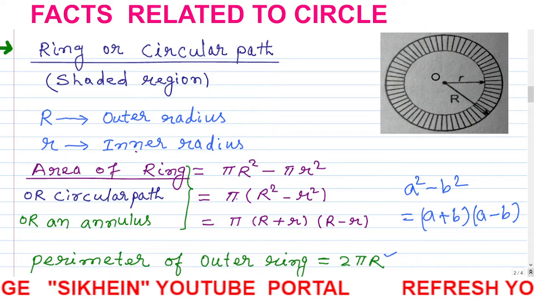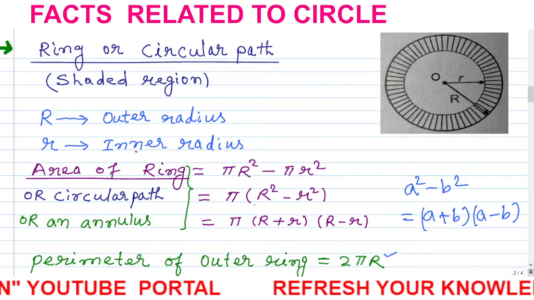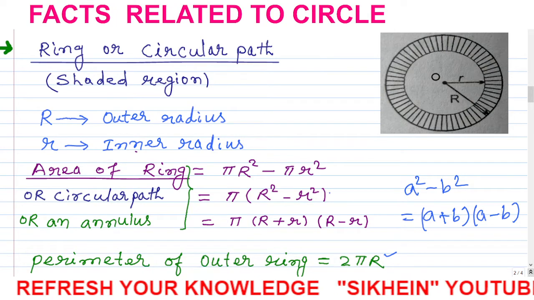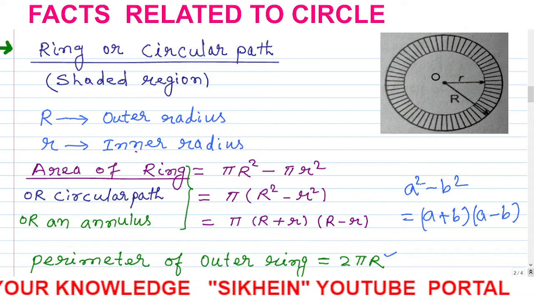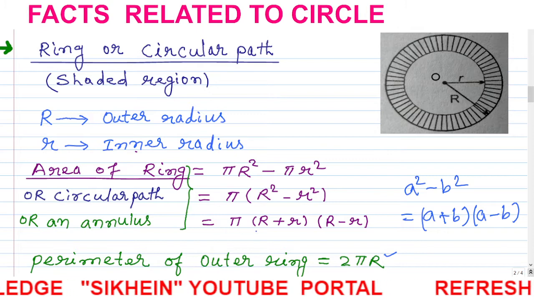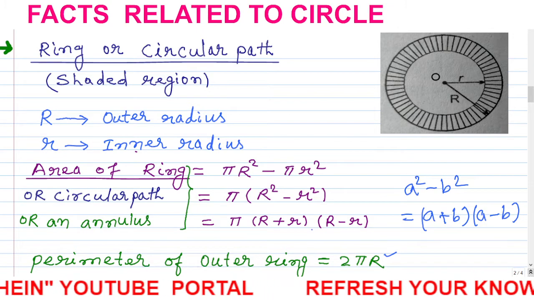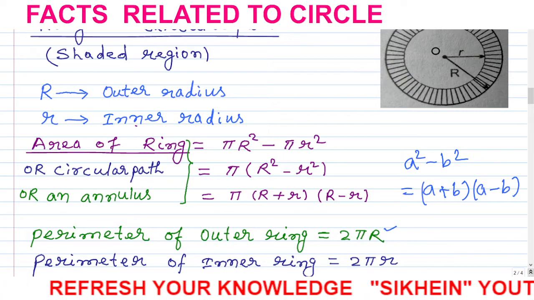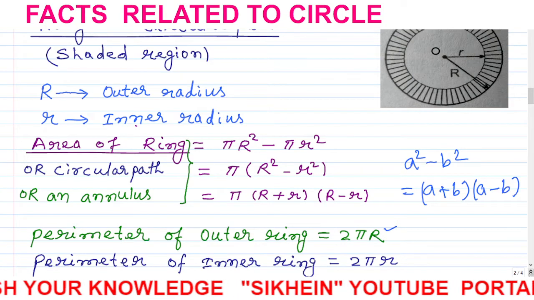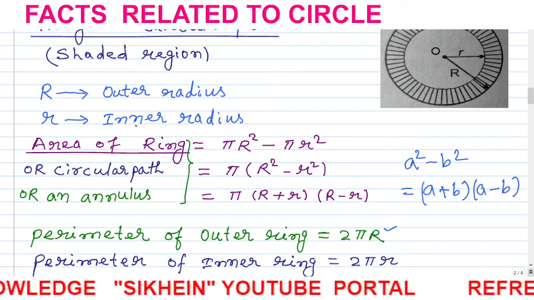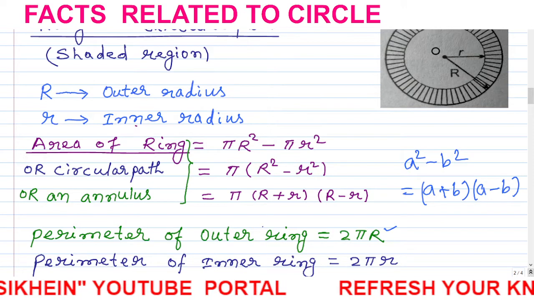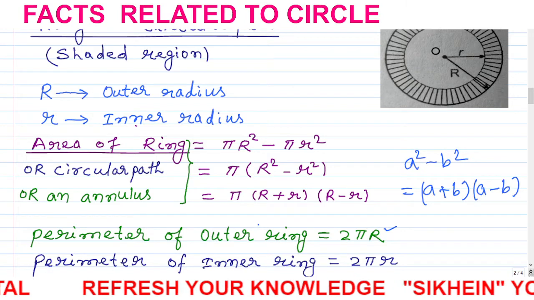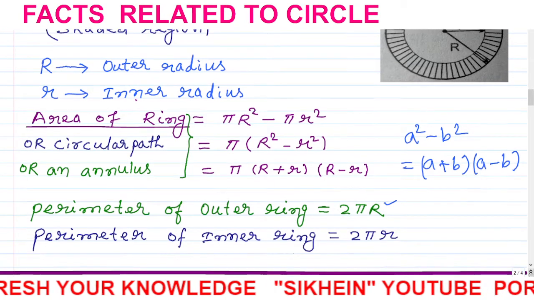Take pi common: pi into bracket R square minus small r square. Use the identity a square minus b square and split it. Perimeter of outer ring we find by applying 2 pi capital R, as we taken above. Perimeter of inner ring is 2 pi small r, right?